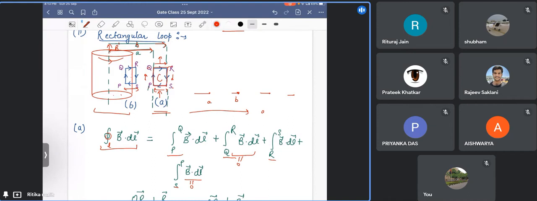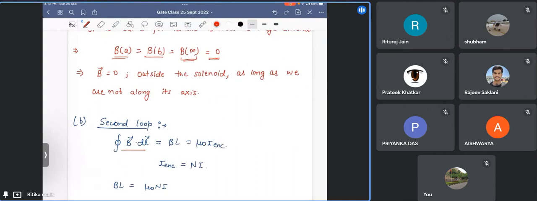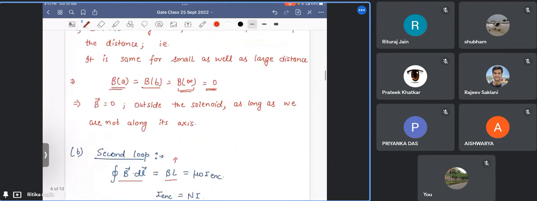Now consider the other case when we have the amperian loop half inside and half outside. In this case, we again have to calculate the closed integral of B dot dl, and Q to R and P to S are again going to be 0 since the magnetic field is perpendicular. Now the important case is this R to S. We have already calculated that the magnetic field outside is 0. So we are left with only Q to P. Let's say the length of this loop here is L. So when we calculate this B dot dl here, it will be B dl, and it is due to this P to Q. All other cases are 0.